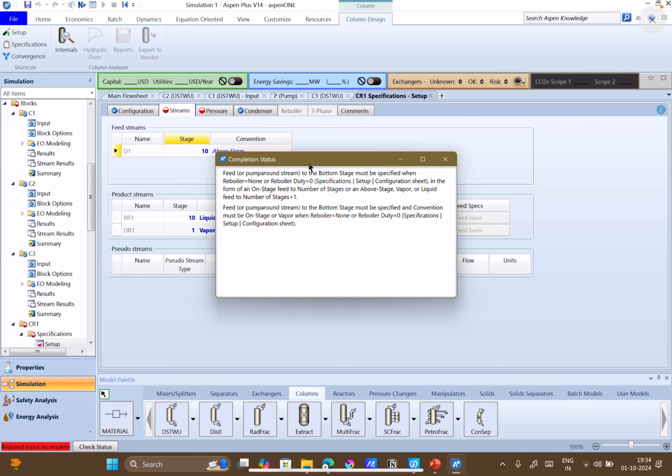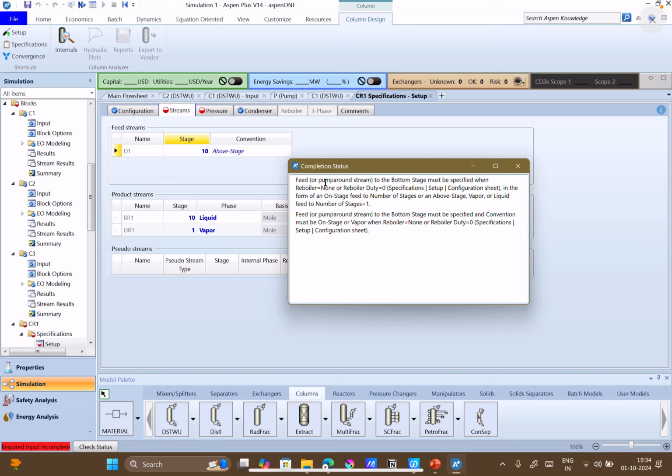Let's press next. So it shows a completion error: that feed or pumparound to the bottom stage must be specified when reboiler is equal to none or reboiler duty is 0. Essentially when you don't have a reboiler. So it must be in the form of on-stage feed to the number of stages, or an above-stage vapor or liquid feed to number of stages plus 1. If we are providing feed on stage, that should be at the number of stages. Let's say we have n stages, so it should be on stage number n, or above stage number n plus 1, right?